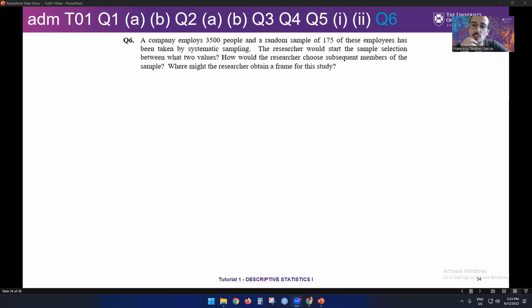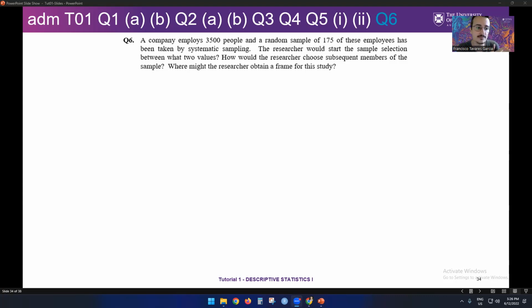How would the researcher choose subsequent members of the sample, and where might the researcher obtain a frame for this study? So, I can see Harry posted his answer here. Basically, the number of employees is 3,500. Yes, good job. The sample, given the space, money or time we have, is 175 employees.